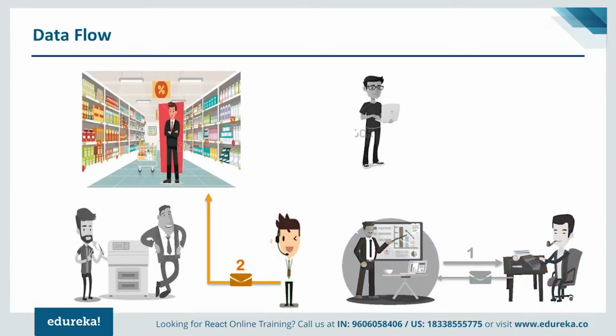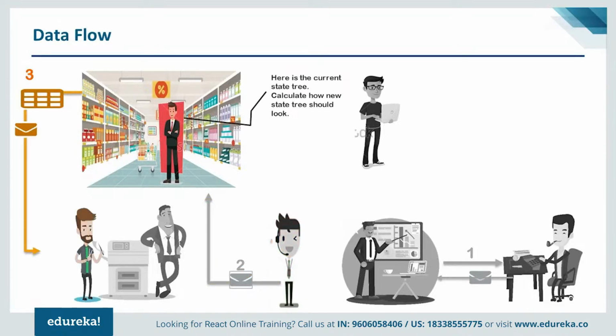Now the second step, the store will be informed since the action has been triggered. As I mentioned, store will always take its input from the action. So second step is store will be called. Now what will the store do? Store will have the current state tree.